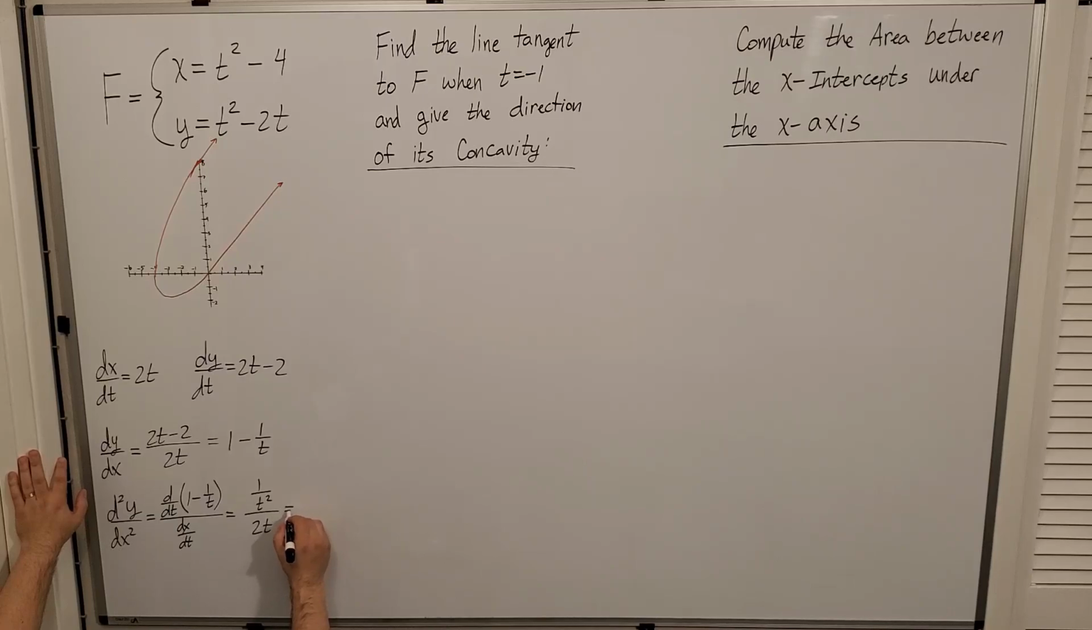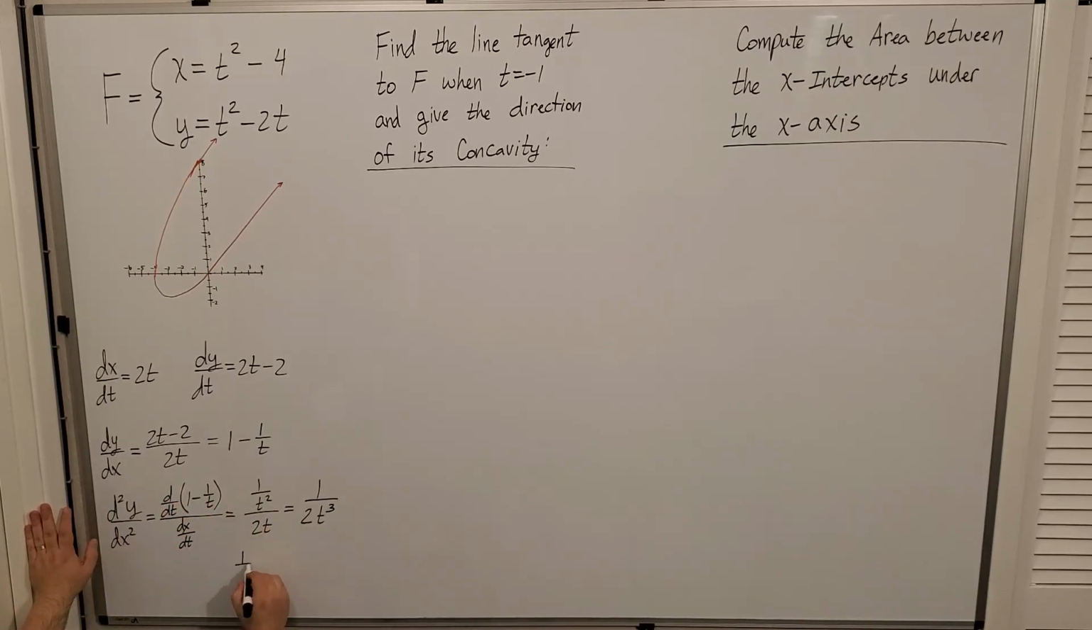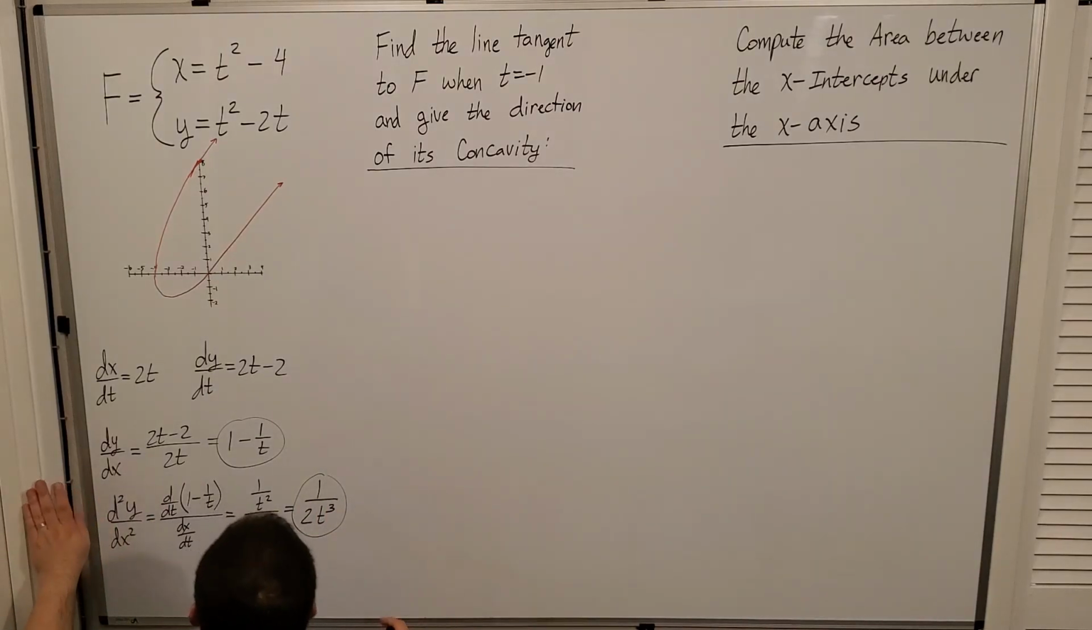Okay, so then I'm going to get 1 over 2t cubed as the second derivative of y with respect to x, right? Because this is just going to be 1 over t squared times 1 over 2t, basically, is what I'm doing here, right? Because I'm dividing by the reciprocal of that. Okay, so I've got my two derivatives here, right? That was the goal for the first guy over here.